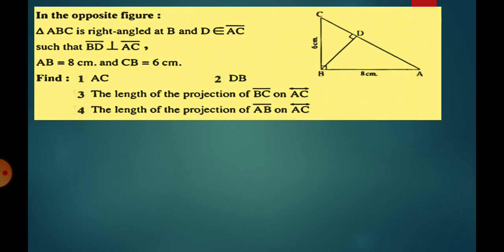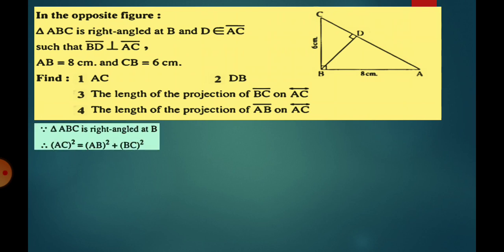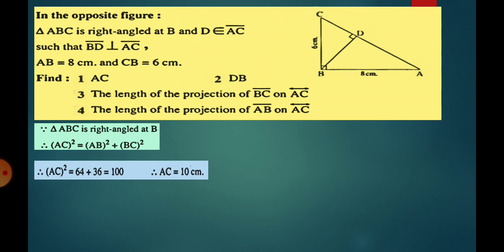In right angle triangle ABC, we know the length of AB and BC. So AC power 2 equals AB power 2 plus BC power 2 by Pythagoras. AC power 2 equals 8 power 2 plus 6 power 2, equals 100. Then we can find the length of AC equals square root of 100, equals 10 centimeters.